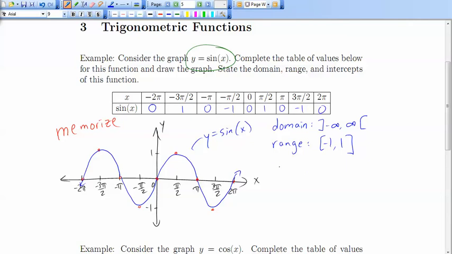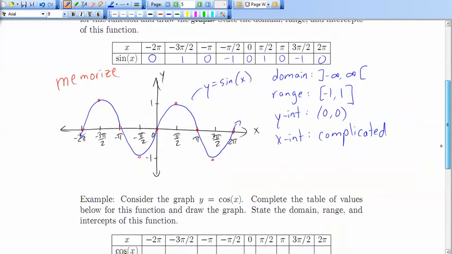And the intercepts, well, for the y-intercept, we get (0, 0). And for the x-intercept, well, don't worry about that. There's going to be infinitely many of them. It's a bit complicated for now. Let's move on and take a look at what y equals cos x looks like.